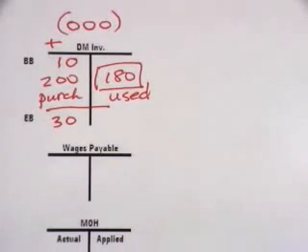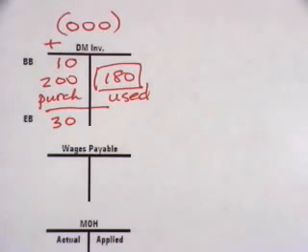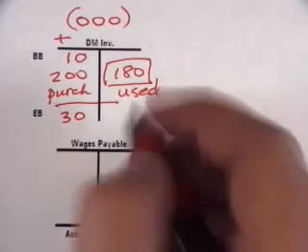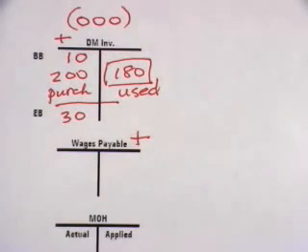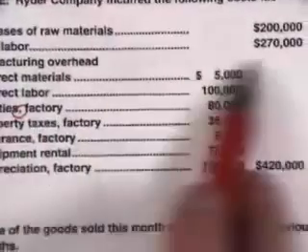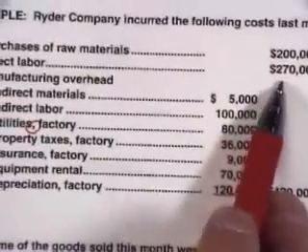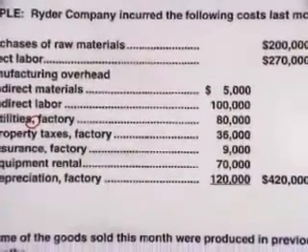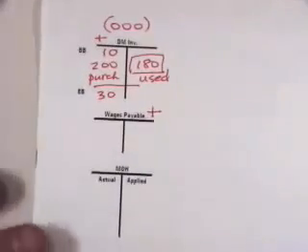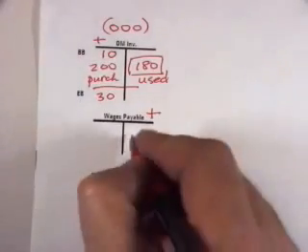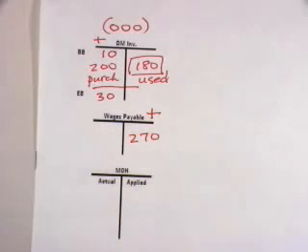Now, talking about wages, direct labor, that is a liability, and so it's going to be increased on the right-hand side. And they tell us in the problem that our direct labor was 270,000. So we take that and we plug it into the T account, 270 right there.